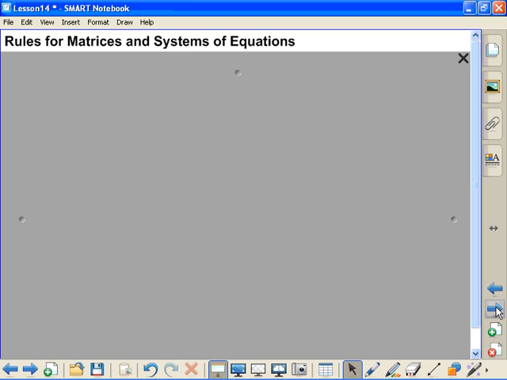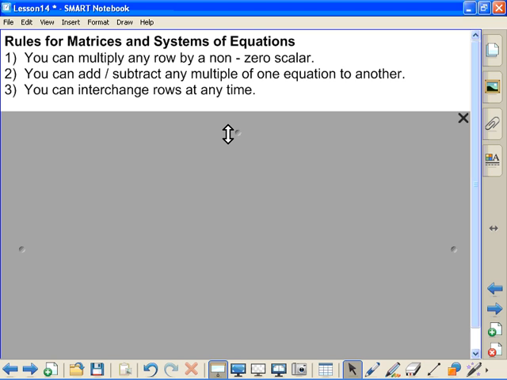Because you need to know what we're actually driving for first before you can come up with a summary or conclusion, or anticipate what you're going to end up with. So let's look at rules of matrices and systems of equations first. We'll start with that, and then we'll move on from there. So what are the rules? There are 3 of them.